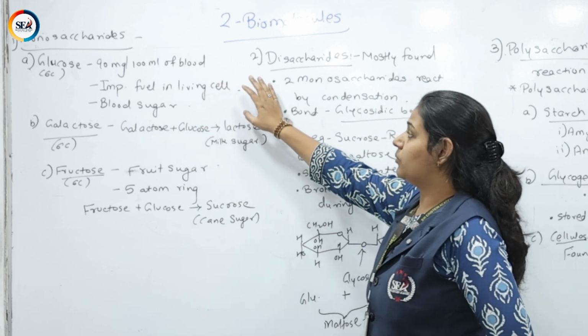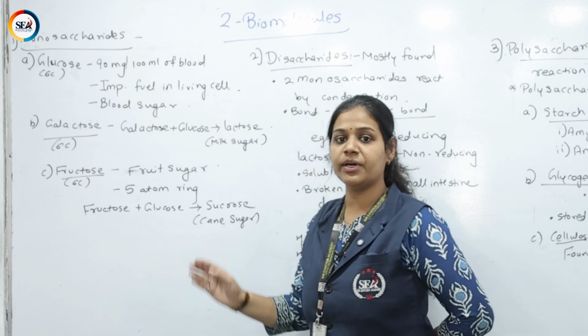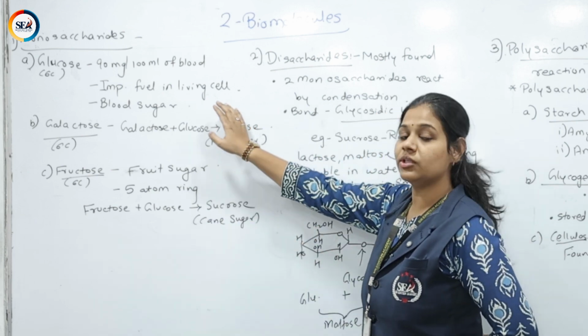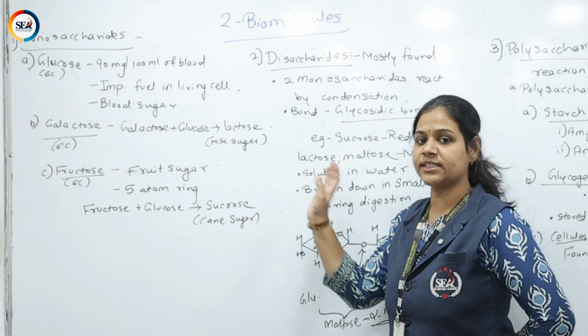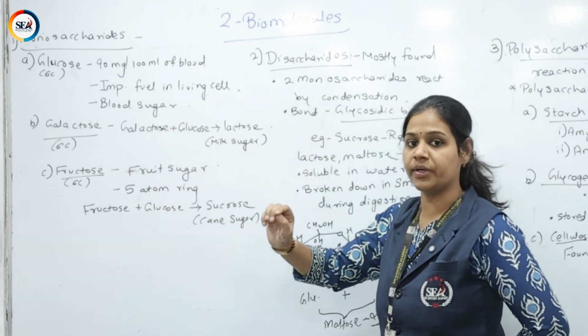Glucose is the most important fuel of living cell. The concentration of glucose is 90 mg per 100 ml of blood. Glucose is also called as the blood sugar. It is of 6 carbon. Next is galactose. Galactose is also of 6 carbon, that is hexose sugar.